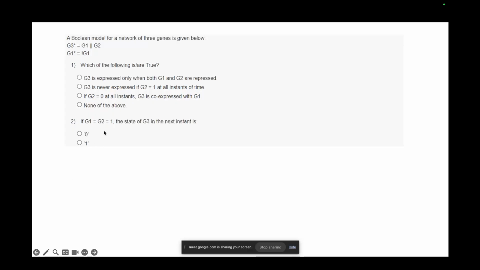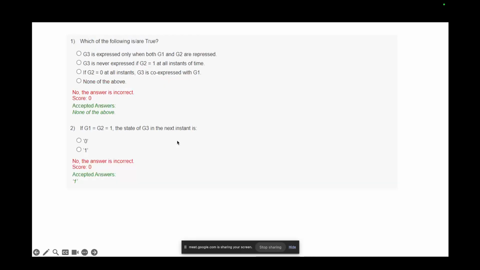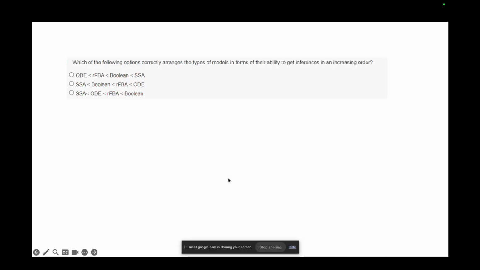And if G1 equal to G2 equal to 1, then both of these are active. Then the state of G3 in the next instance becomes 1. Okay, so yeah, it's quite simple. If you have any questions to ask, but yeah, moving on.